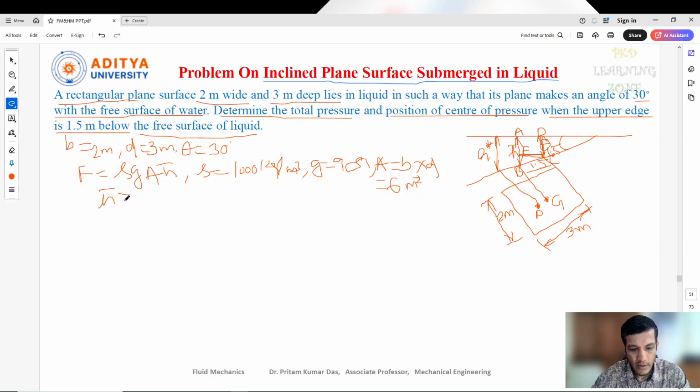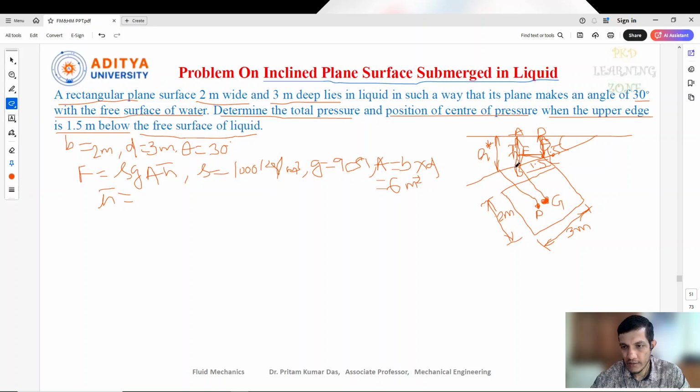So h bar we can calculate by finding how much height there is from here to here. This h bar is the distance from the free surface of the liquid to the center of gravity. Keep in mind, the distance from the free surface of the liquid to the center of gravity. The upper layer of the surface is situated 1.5 from the free surface of the liquid. Again, this h bar is situated with an angle.